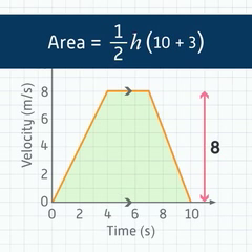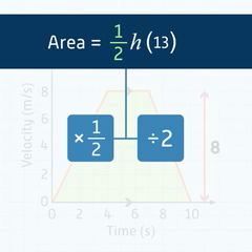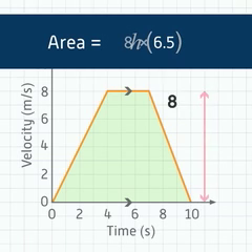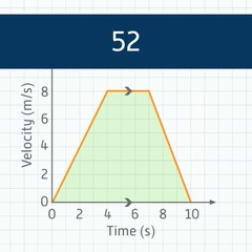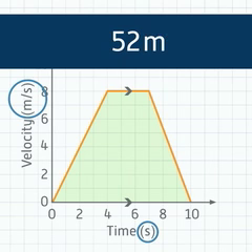Let's apply the formula. 10 added to 3 gives 13. Multiplying by 1/2 is the same as dividing by 2, so dividing by 2 gives us 6.5. Now multiply by 8, the height, which gives 52. We multiplied seconds by meters per second, so again, the distance is measured in meters. We've learned that the total distance travelled is 52 meters.